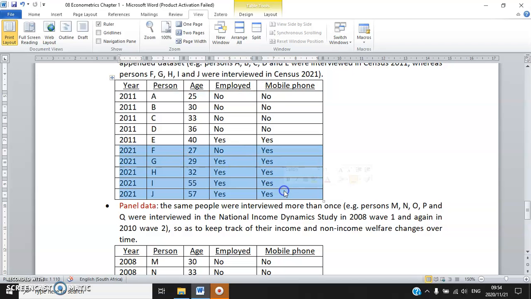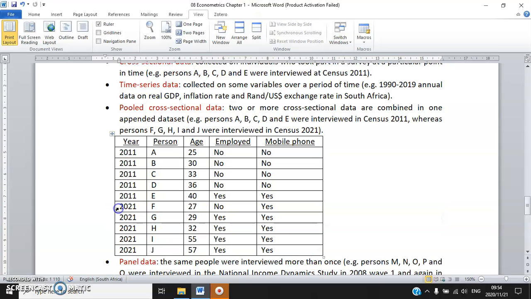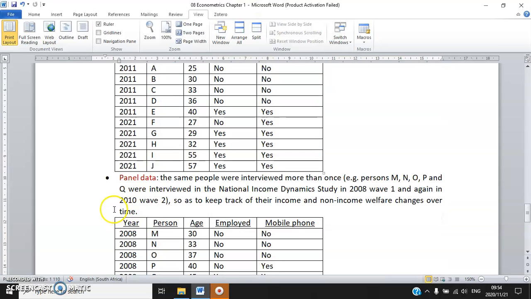And then 10 years later, in census 2021, persons F, G, H, I, and J took part. You can see different people took part, and then you see the improvement. Although it is a hypothetical example, more people were employed, 4 out of 5, and everyone had a mobile phone at the time of census 2021. So you can see the improvement in the labor market outcomes and non-income welfare in terms of ownership of mobile phones after 10 years. Okay, so this is pooled cross-sectional data.